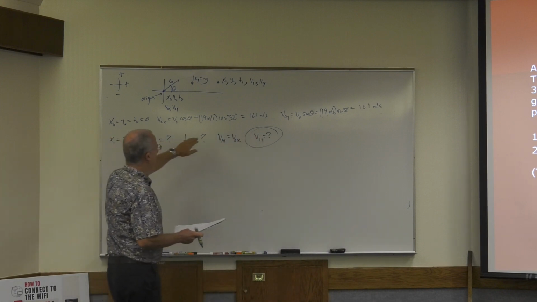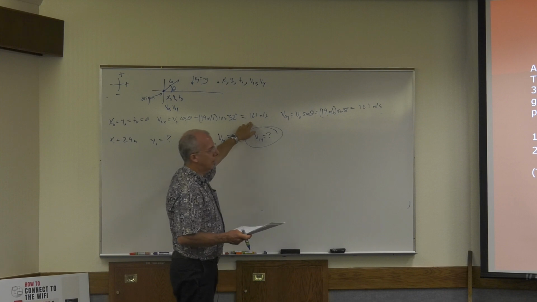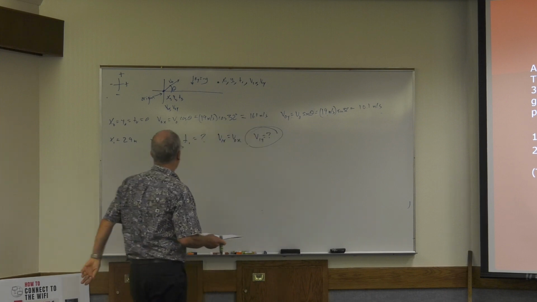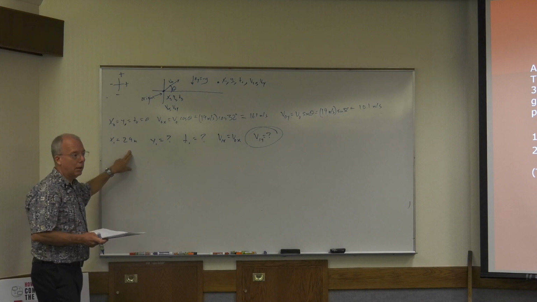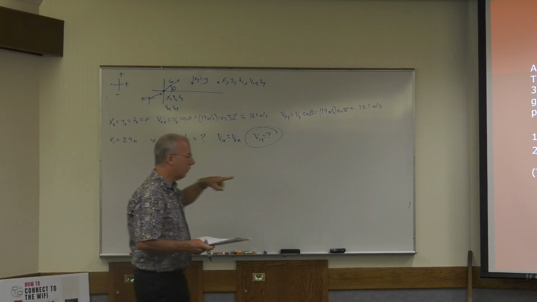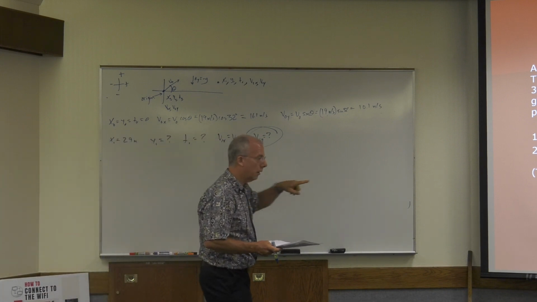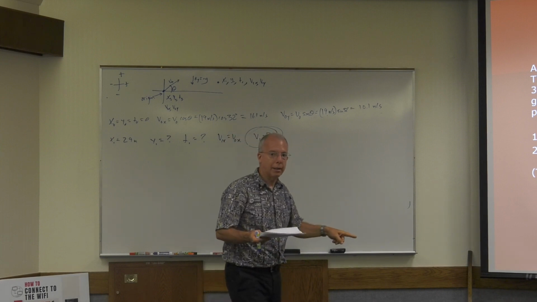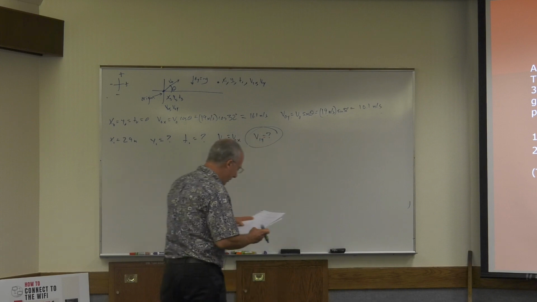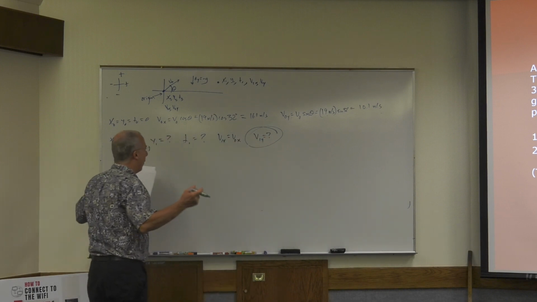The horizontal velocity is 16.1 meters per second. It travels 29 meters in the horizontal direction. Well, if we know the horizontal distance and the horizontal speed, what can we get? The time, right? So there you go.